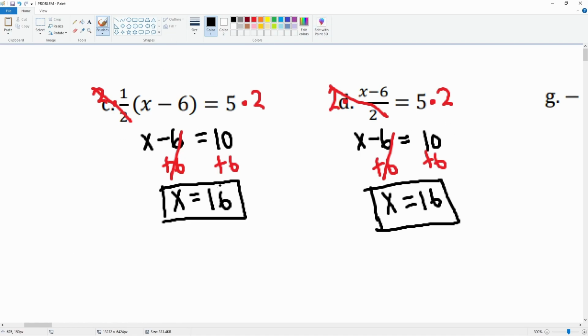Notice C and D here look different, but they get you the same answer because they actually work the same way. That 1/2 in front of a parentheses is the same thing as just dividing by 2. Okay, so these are the two ways you can see the same thing.